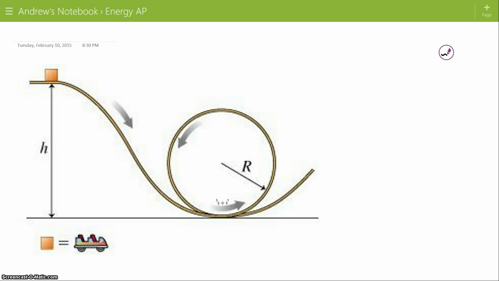So the question was, given that a block starts at the top, some height h, as shown in the picture here, and that height is just enough for the block to barely make it around the top of the loop and come down on the other side on the bottom. There are some problems we've done kind of like that, and some questions that could be asked about that.